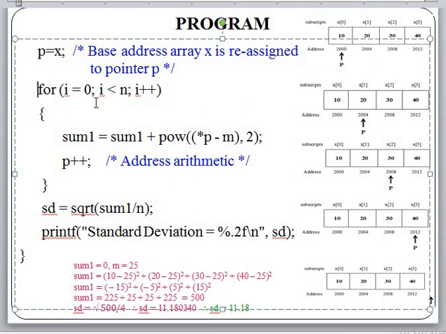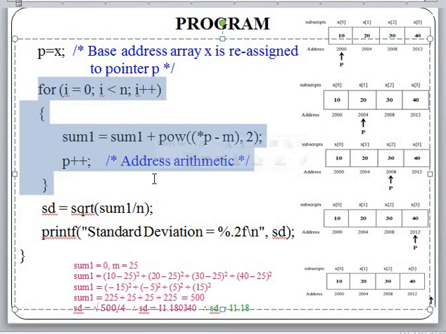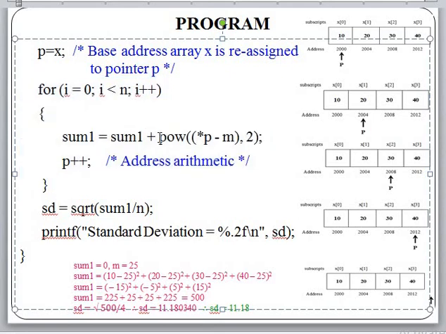Again we are repeating the process of standard deviation. We know that in this case we first have to find the variance, then the square root of the variance is the standard deviation. So in this case also we have to compute the values of xi minus m whole square. That's why here we are using a pow function, which is used to compute xi minus m whole square.